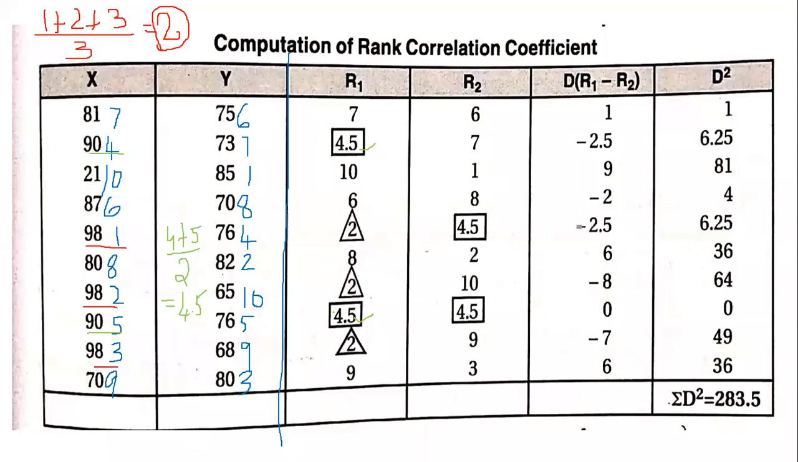Understood? See, every step is important. Rank correlation, 14 marks. Every examination they have asked minimum 1, maximum 2 problems. So please understand the problem thoroughly. It is also easy to understand. Anyone has doubt? Can I go forward?